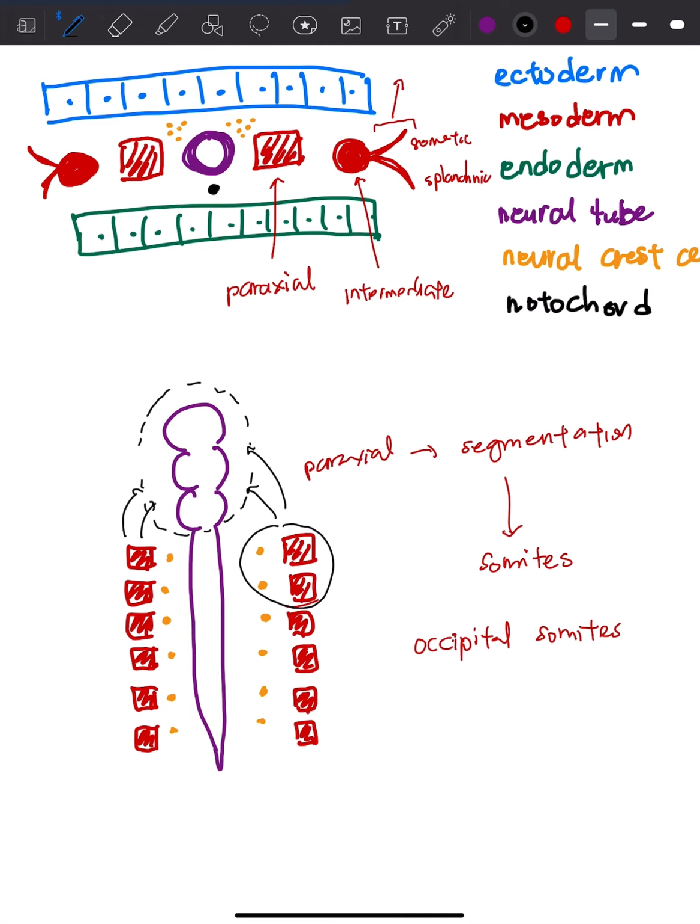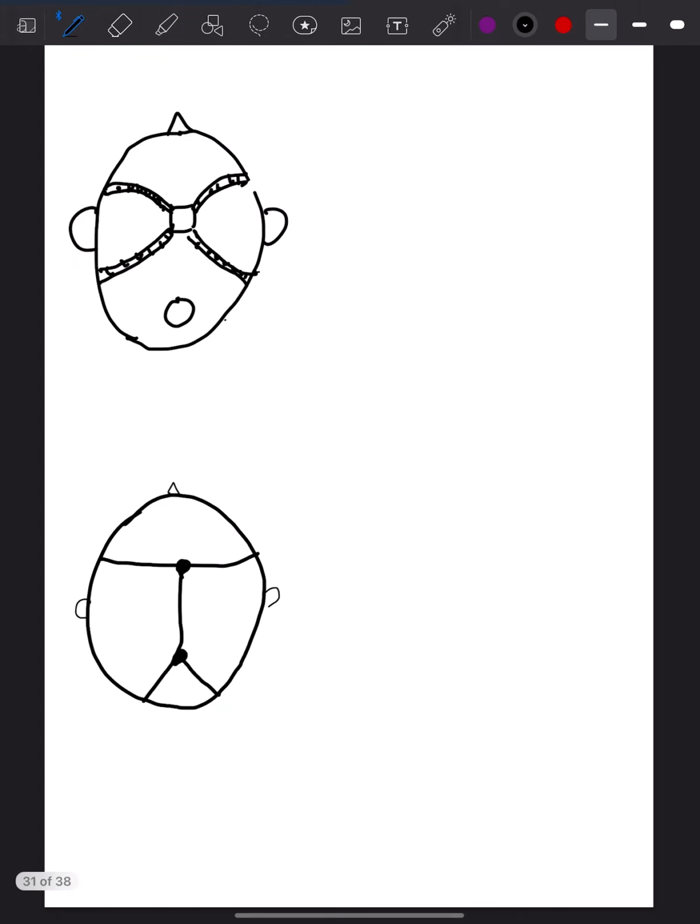So we're just going to go see the structures. Neurocranium, the housing of the skull. If you remember, the neurocranium has the top part, which is sort of like the skull cap, and then the base of the skull itself. So in this picture here, we're looking at the base, and in this picture here, we're looking at the top part.